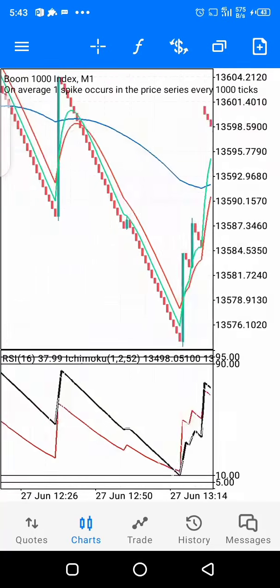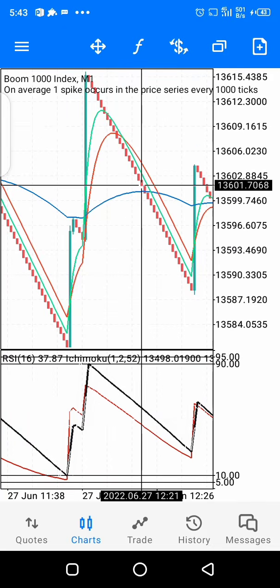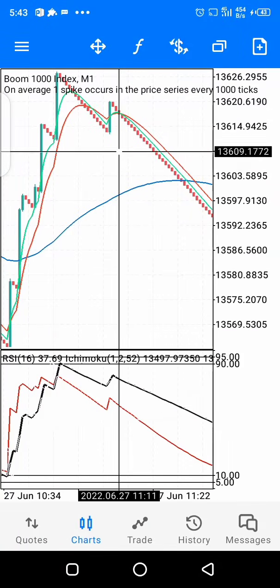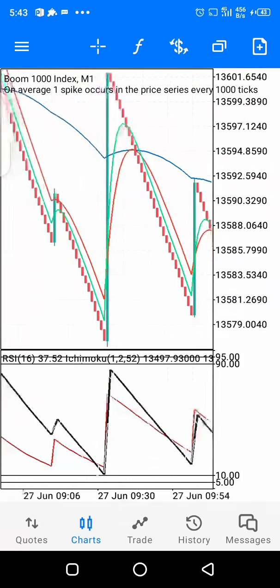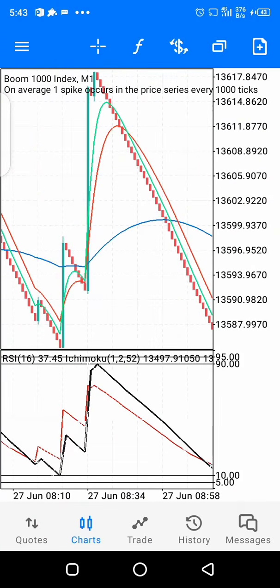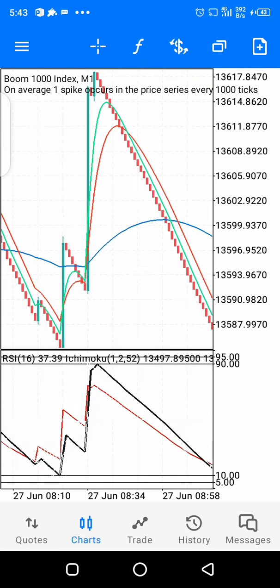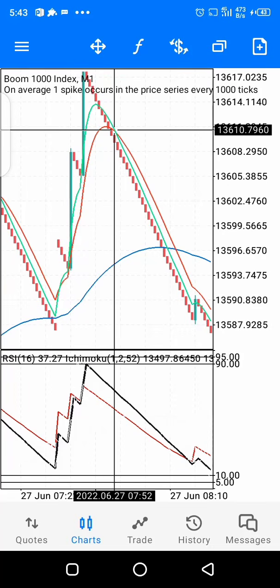Then you go back, you see the same thing here, 5 candles and you're out. You can see how accurate the strategy is. You catch those 5 candles and you're out. So that's how to trade this strategy. If you don't understand, I'll still drop another video to explain further on how to actually catch spikes and also scalp with this strategy.